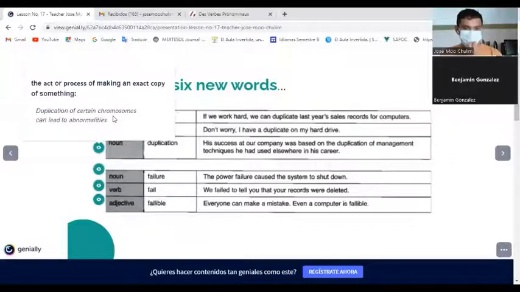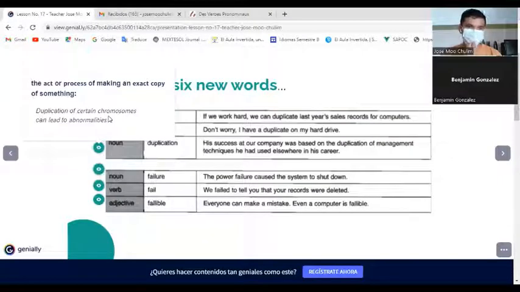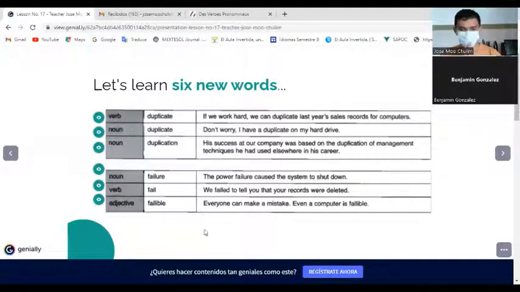Okay? For example, duplication of certain chromosomes can lead to abnormalities. Okay, la duplicación, el proceso de algunos cromosomas puede llevarnos a anormalidad. Este es un ejemplo de cómo se dice. These 3 words. Do you have any questions? No, it's okay. Okay, muy bien.